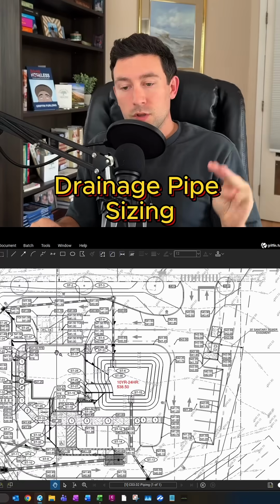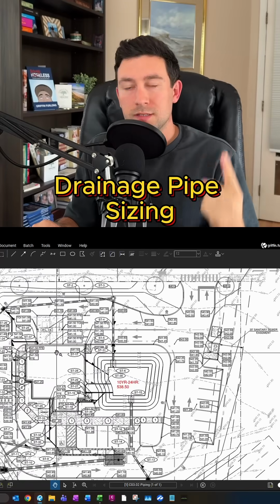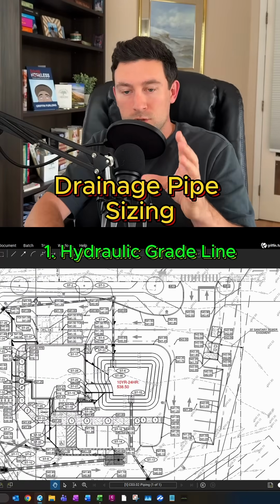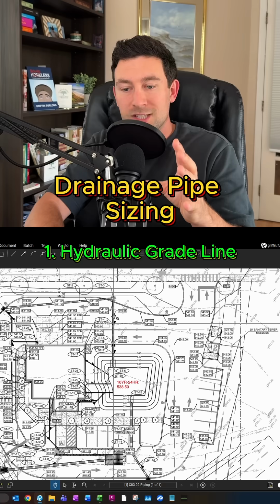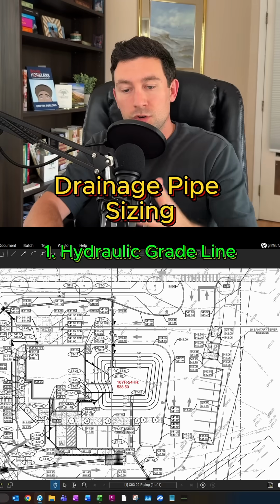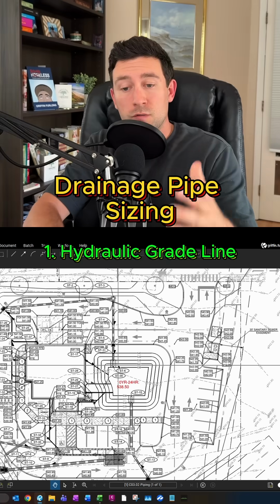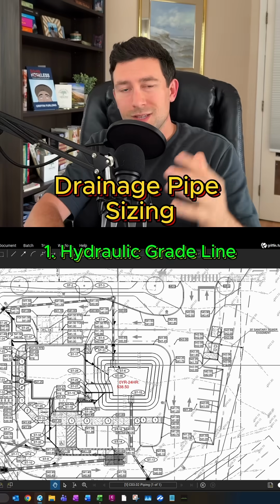The three things that we look for, number one on that list is the hydraulic grade line. It'll tell you the water elevation that this system is expected to rise to during this storm event. This is often used for flooding control. Number two is the velocity.